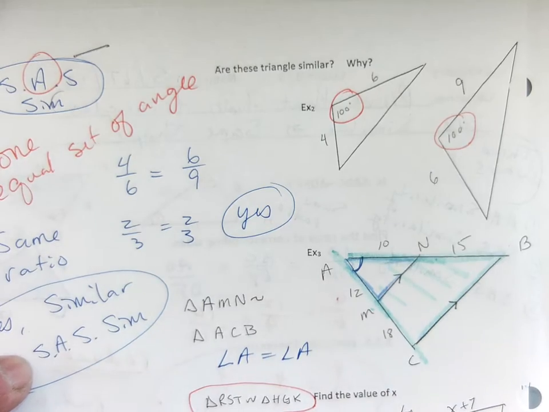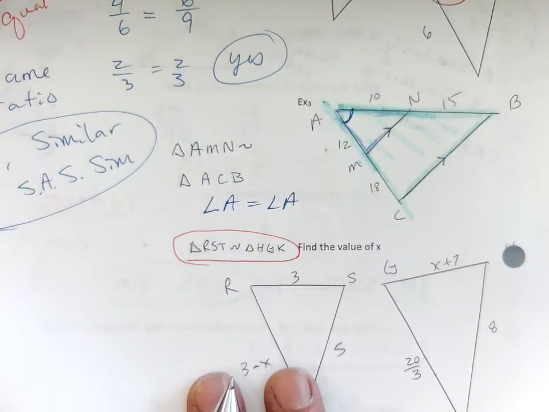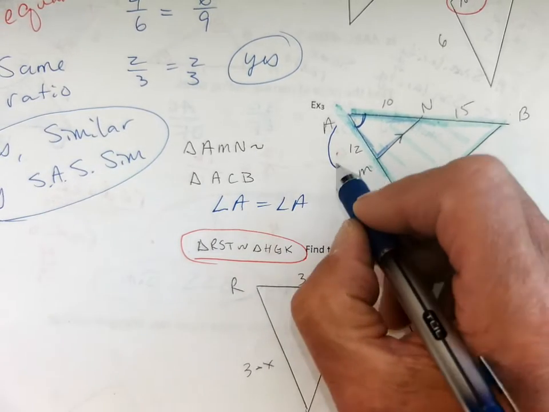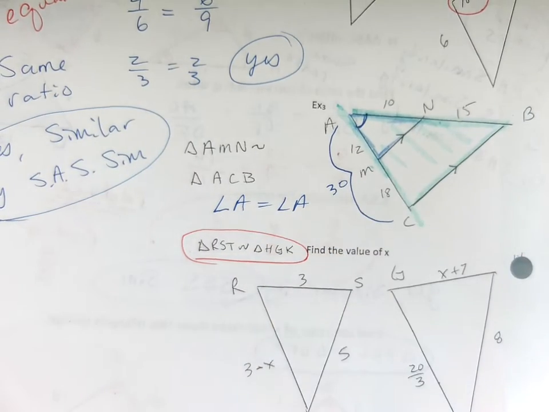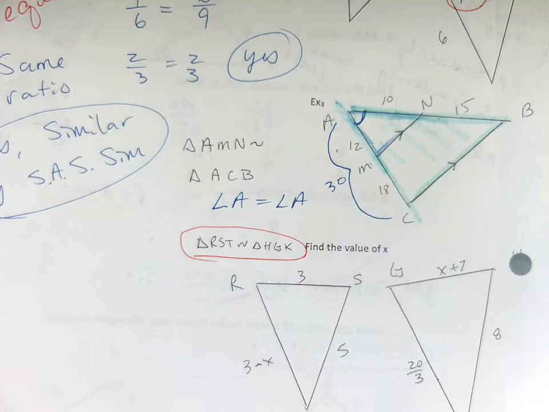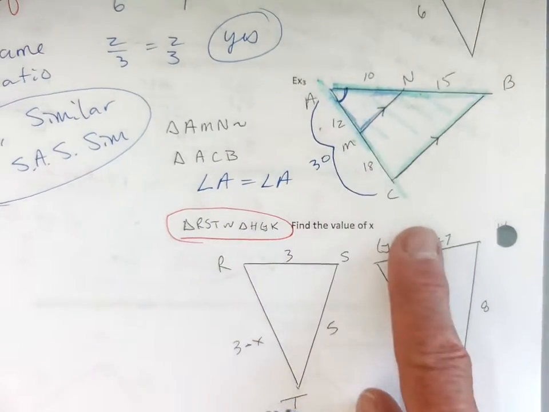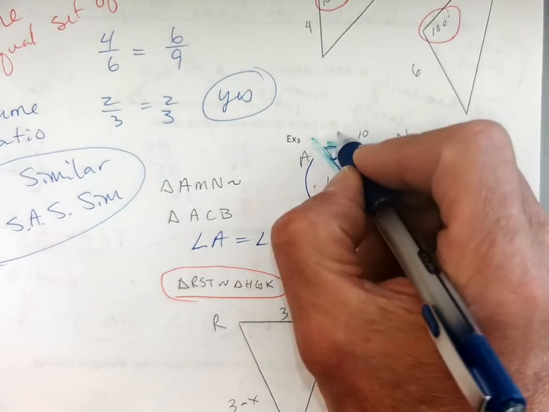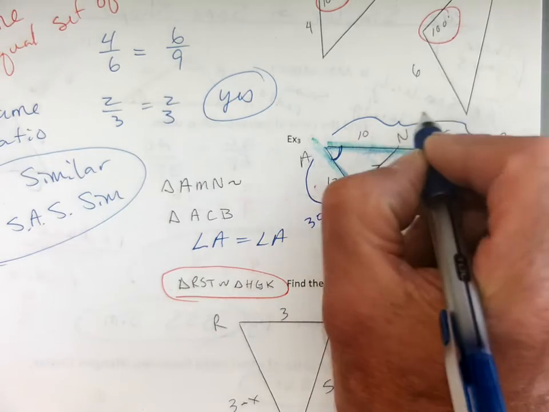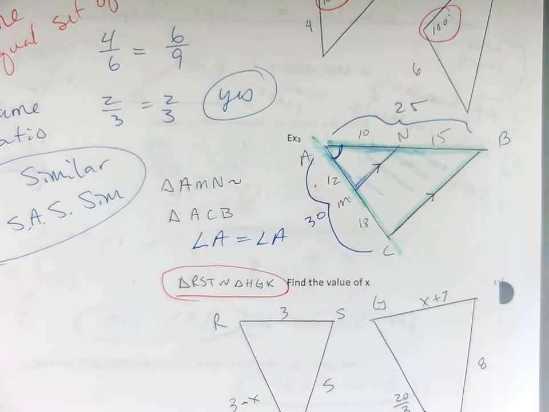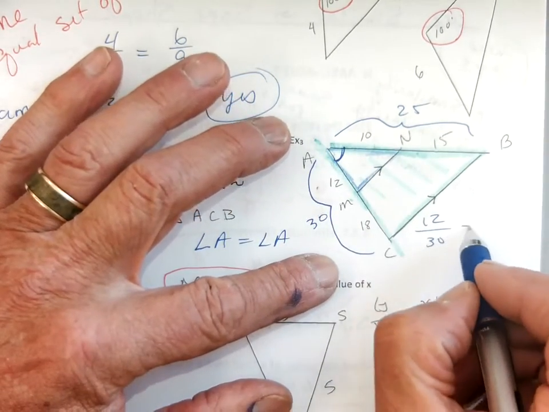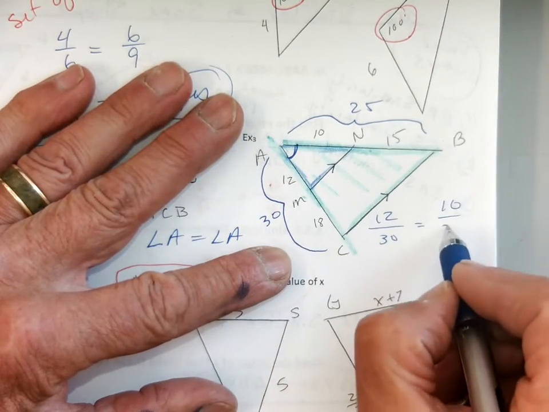Now, this entire side here is 30 for the big triangle, right? Everybody agree with that? And this side right here for the big triangle is 25. Everybody agree with that? So they've got the angle, and the ratio is 12 goes to 30 as 10 goes to 25.